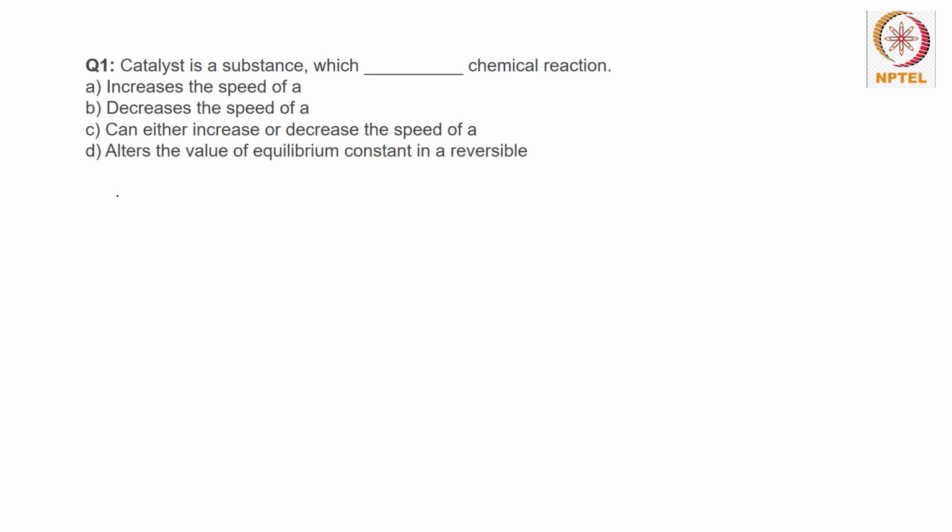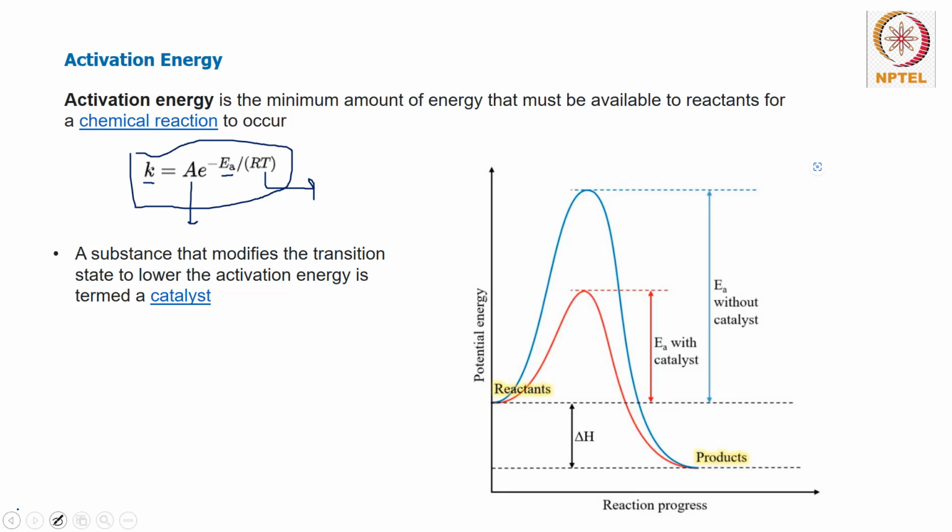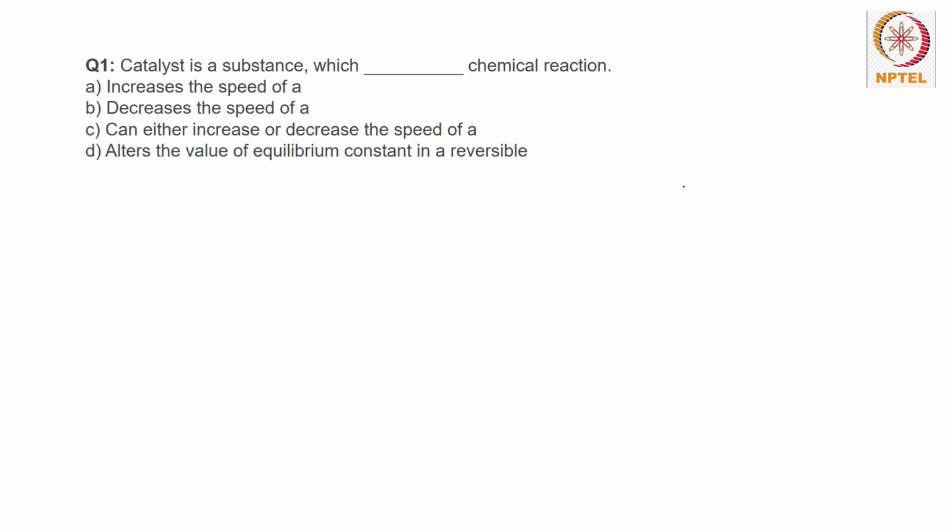So here the answer will be, because here you have shown that whenever we are adding a catalyst, it is decreasing the activation energy. So if the activation energy gets decreased, the rate of the reaction will be faster, right? So it will increase the speed of the reaction. It can decrease if it is a negative catalyst, sometimes in some reactions, but in most cases, if you are saying catalyst, it means the positive catalyst which activates the reaction.